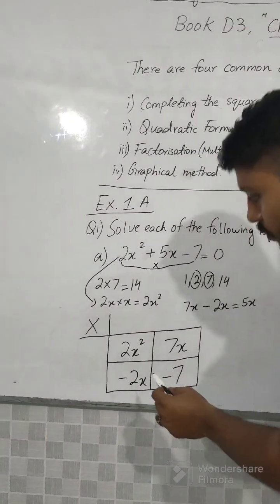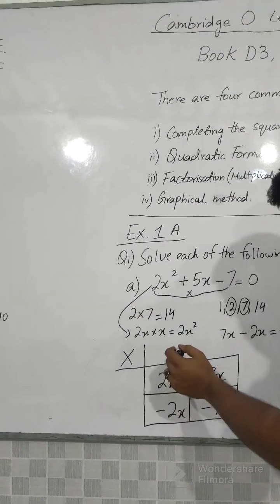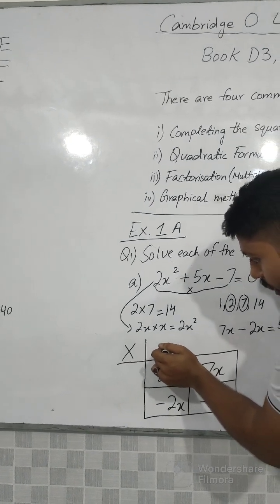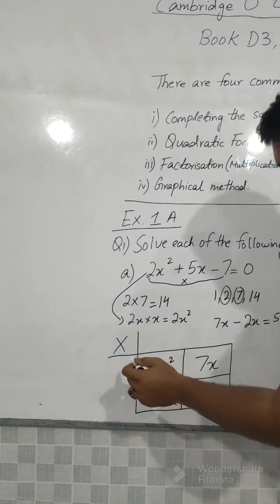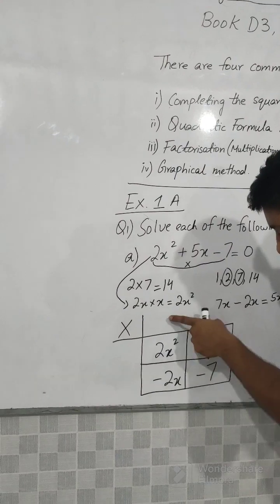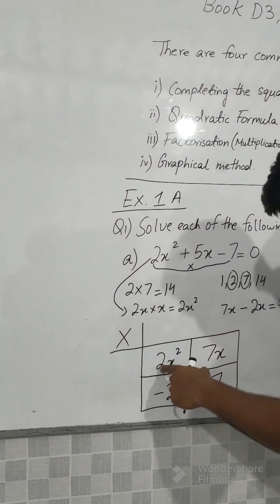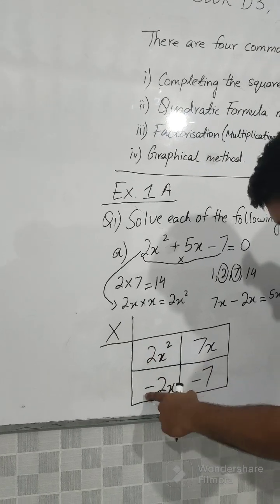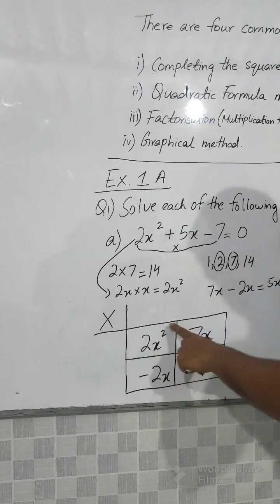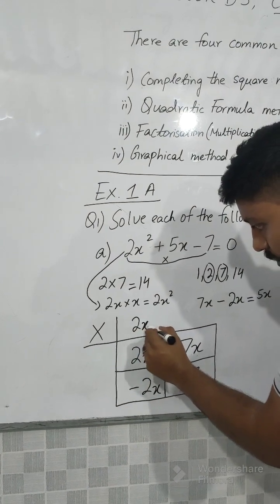So how to decide where 2x comes and where x comes? If you are putting 2x here, it can give you 2 as well, and it can give you negative 2 as well. What about if you are putting 2x here? It cannot give you 7x, so you have to put 2x here.